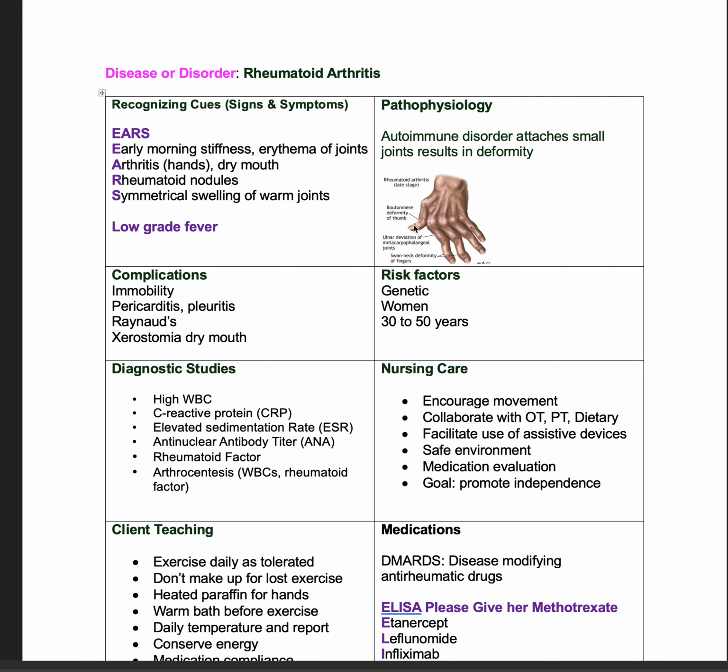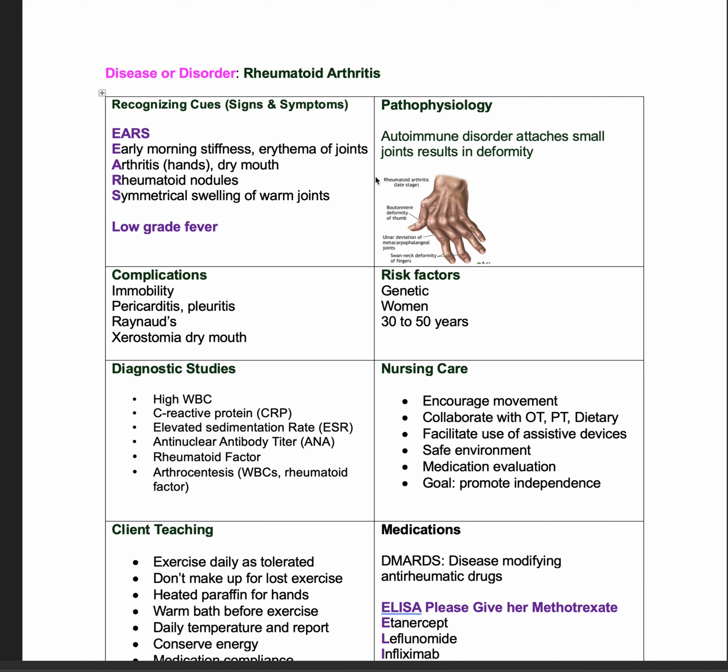Okay, now let's go over to recognizing cues, which is our signs and symptoms. You can remember the mnemonic EARS. So E stands for early morning stiffness. Now, one of the characteristics of rheumatoid arthritis is that when people wake up in the morning, it can take them 1 to 2 hours to get going, okay? Because they are so stiff.